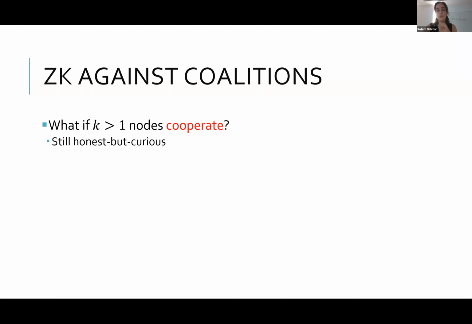So the nodes are still going to be honest. They're not going to be malicious and lie to the prover to try to extract information, but they will pool everything they have seen and try to extract as much information from that as possible. So here you can actually use secure MPC to get a solution which, again, might not be efficient in the general case, but is efficient for problems in special classes.